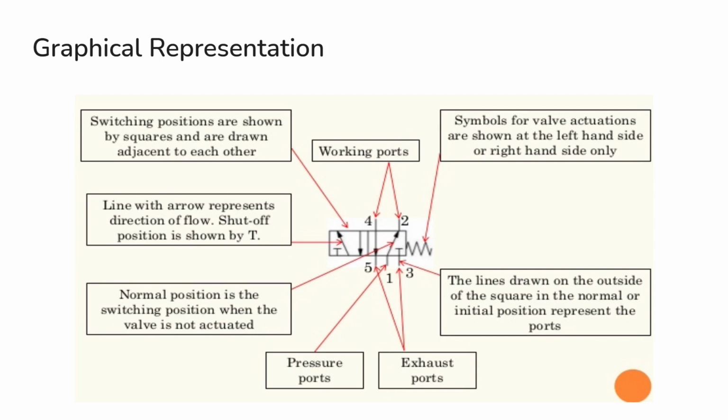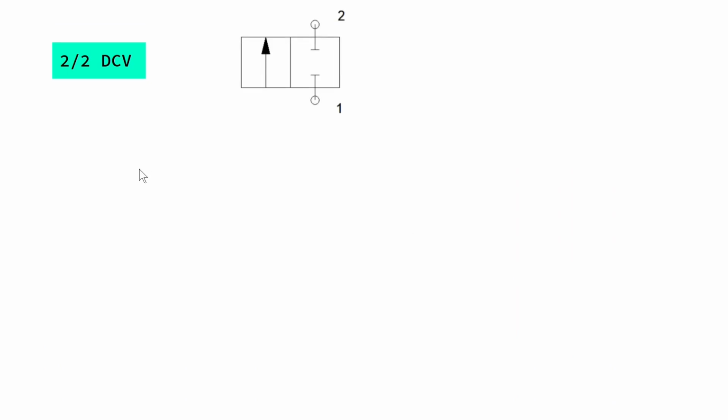Let's see the types of it. First, 2x2 DCV. A 2x2 DCV symbol is like this. It's called 2x2 because we have two squares here, that is two switching positions, and 1 and 2 ports.